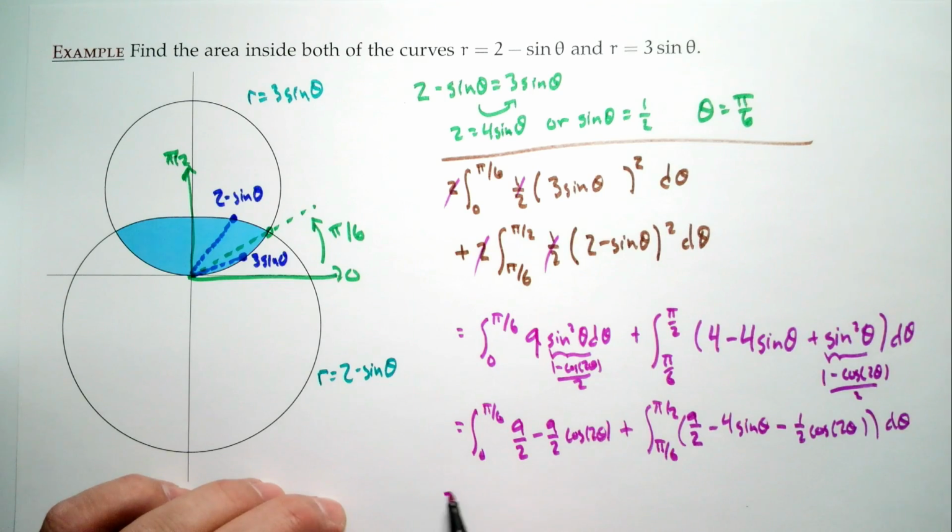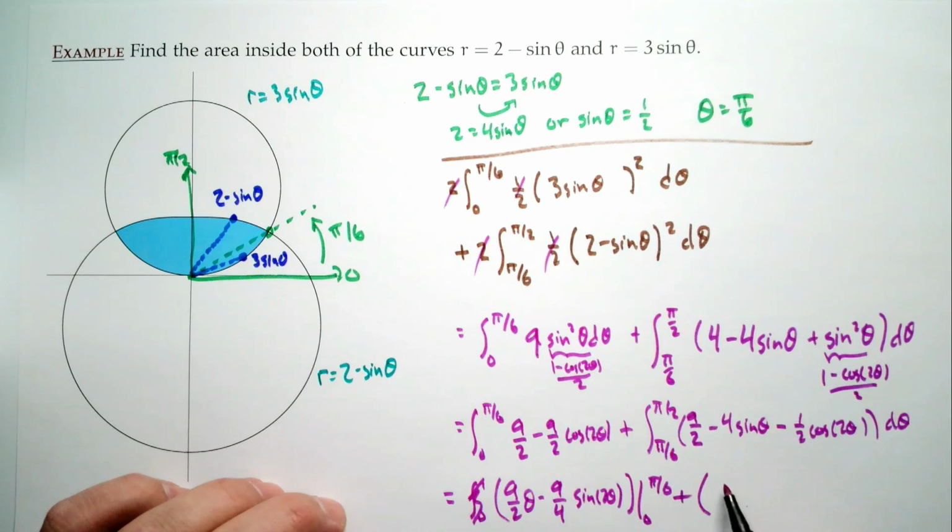d theta. So we integrate 9 halves theta minus 9/4 sine 2 theta from 0 up to pi over 6, plus 9 halves theta minus, well, what's the integral of 4 sine theta?